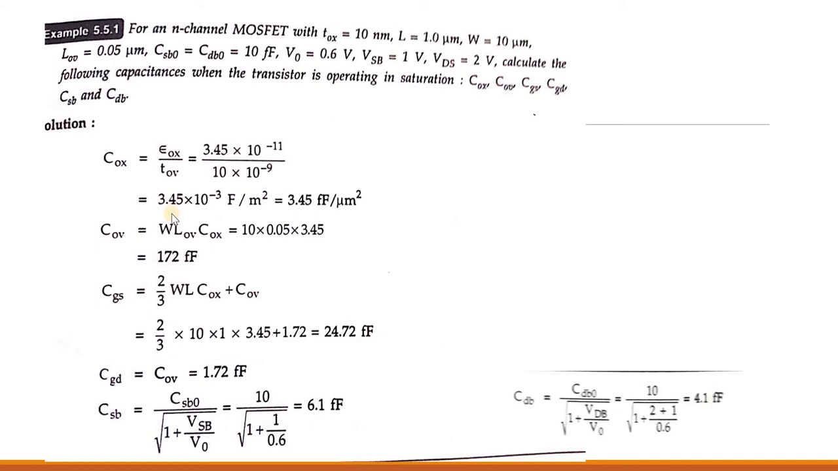The thing is, you need to calculate what COX is if it is not given, using the formula epsilon OX divided by TOX. Then you are going to calculate the overlap capacitance, if they mention it, and then CGS, CGD, CSB and CDB. This is what you are going to calculate.